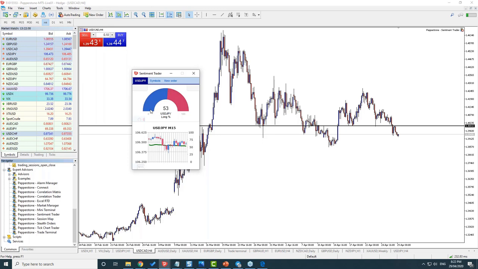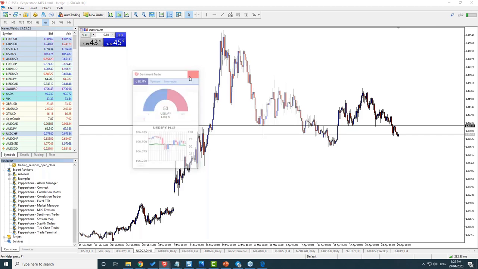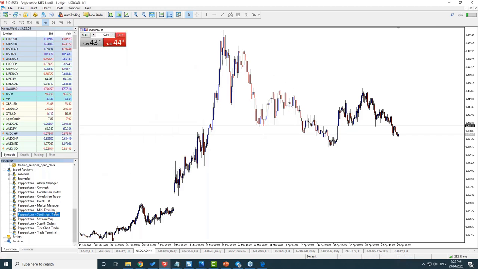But we do need to remember that when you're trading, you really want to be where the big guys are. So you want to be not so much with the general everybody, but where the big guys are placing their positions and scaling in and out. So that's an important fact when it comes to sentiment.